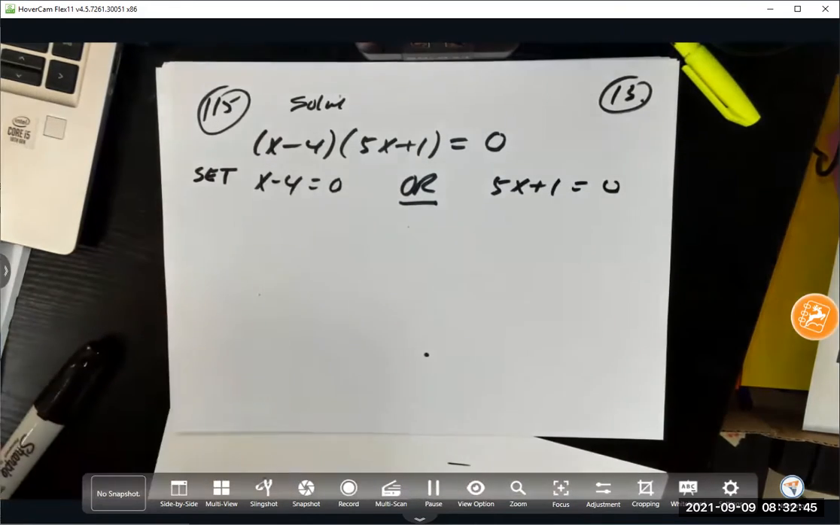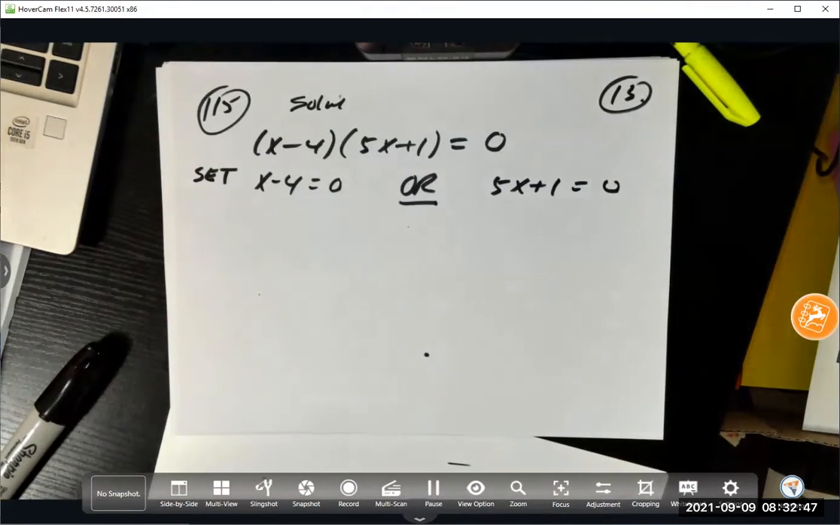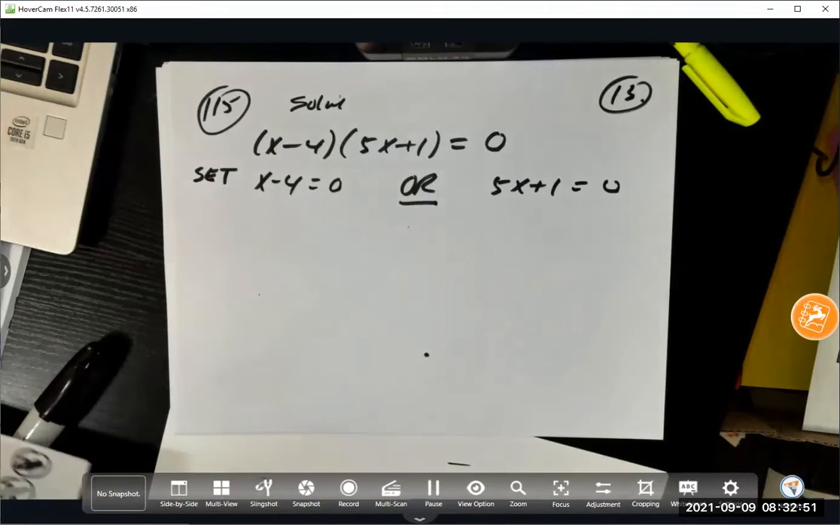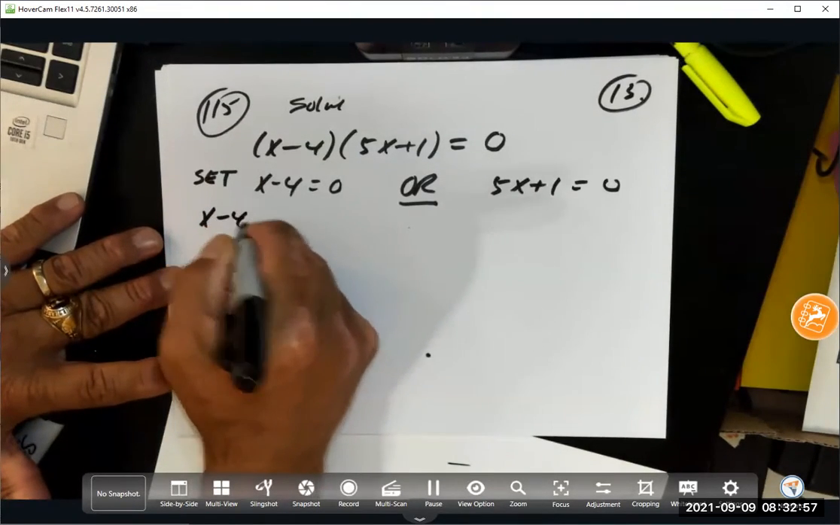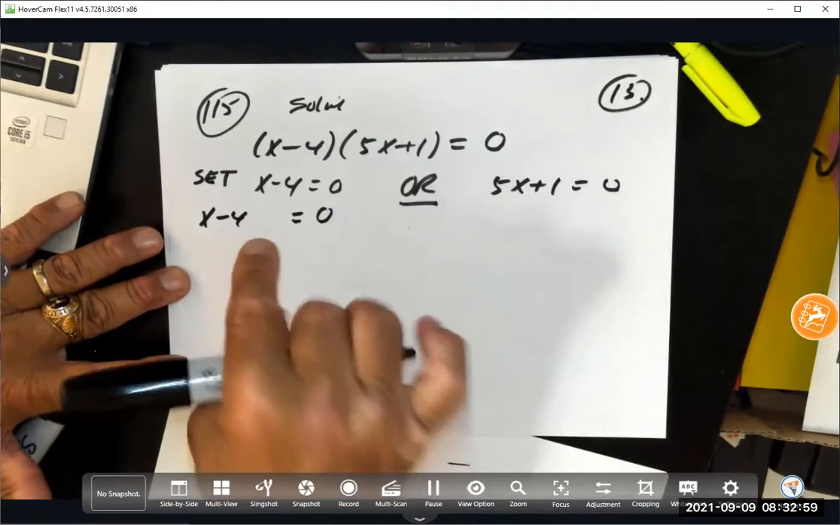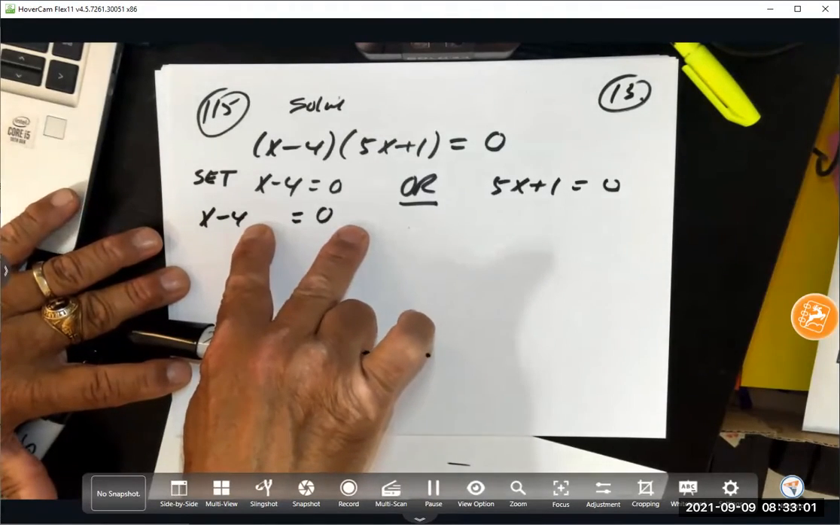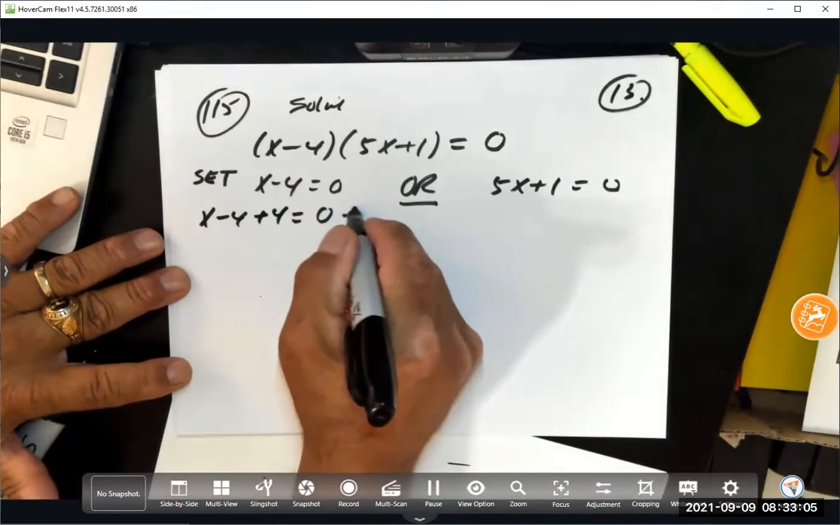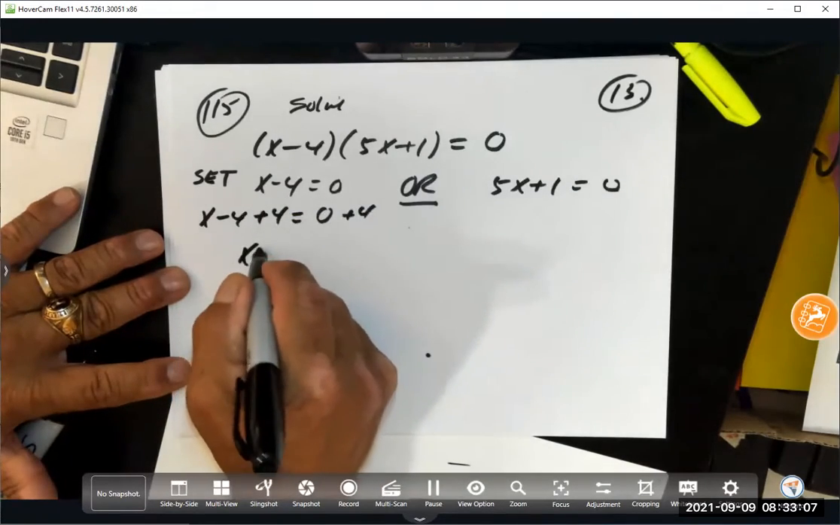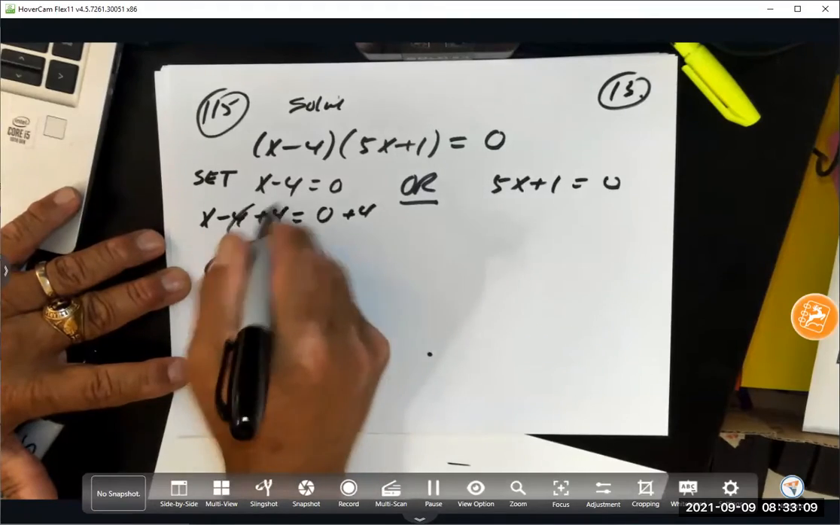So how do you do the left one? You tell me. How do you solve x minus 4 equals 0? Add something. Add 4. Yes. So x equals 4, right? Because these are gone.